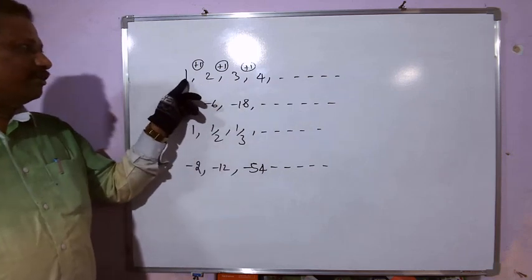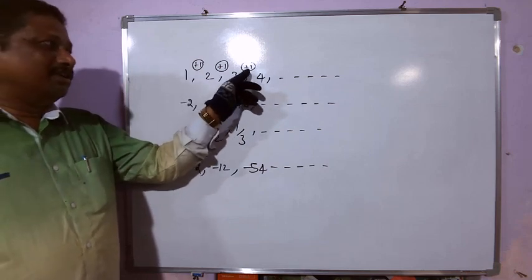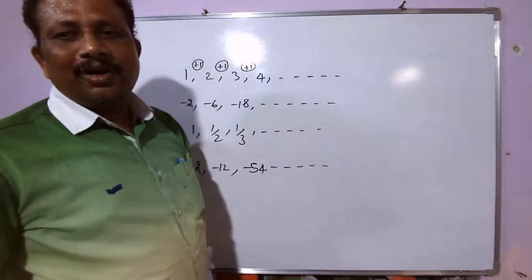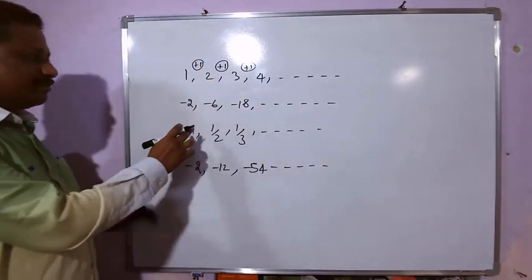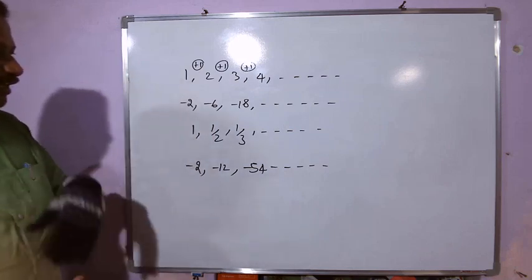So if you add 1 to this number, you will get this number. If you add 1 to this number, you will get this number. So it is arranged in a certain order. Okay. Now coming to this one. What is the order in these numbers? Did you observe any order here?